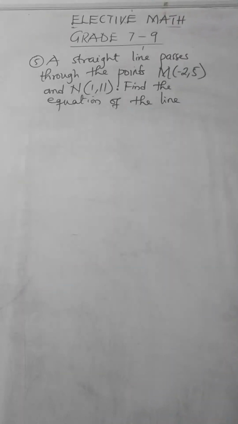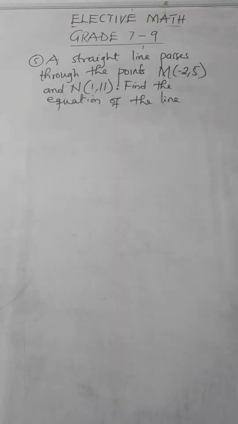Okay, so it says a straight line passes through the points M, that is -2, 5, and N, 1, 11. Find the equation of the line.